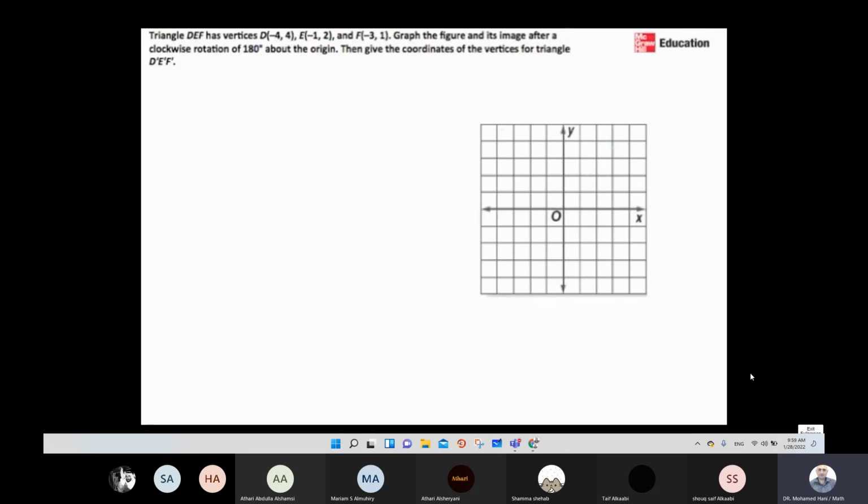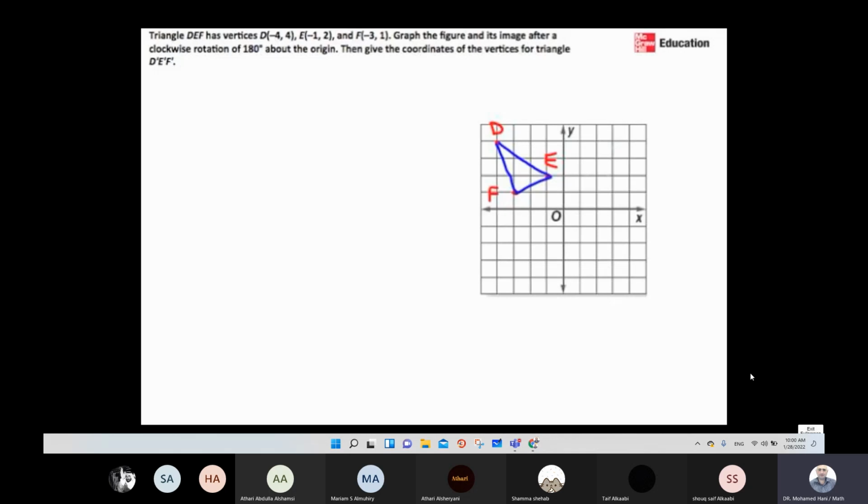Let's go ahead and graph the original figure, the pre-image DEF, and we have D is (-4, 4), so I'll go left 4, up 4, and let's go ahead and label that with our letter D. Then we have E, which is (-1, 2), so left 1, up 2, and F is (-3, 1), so -3 would be to the left 3 and up 1. So let's connect those vertices.